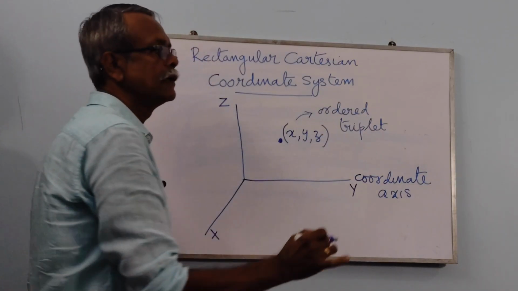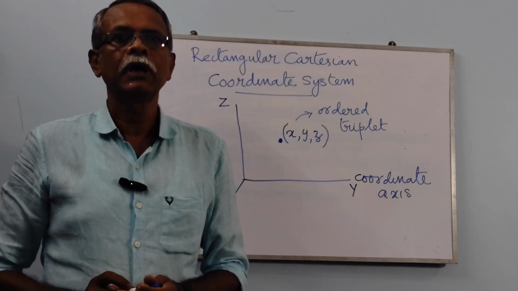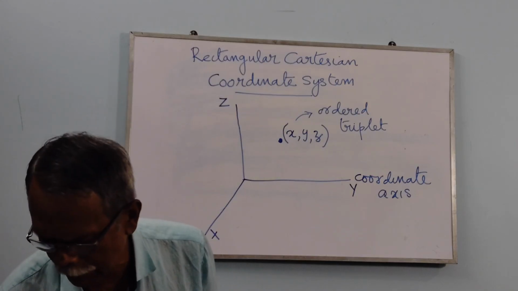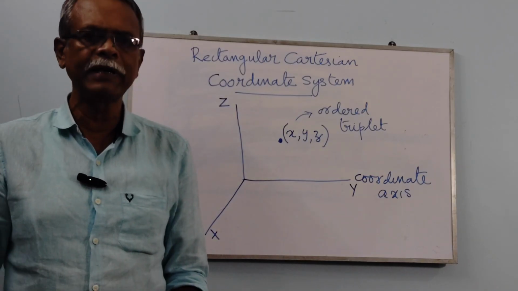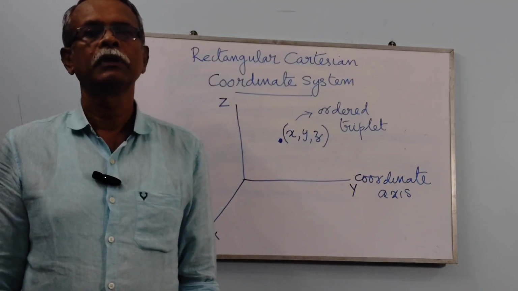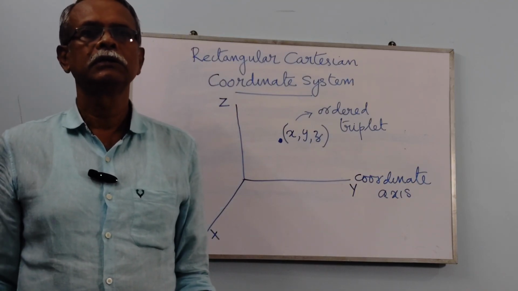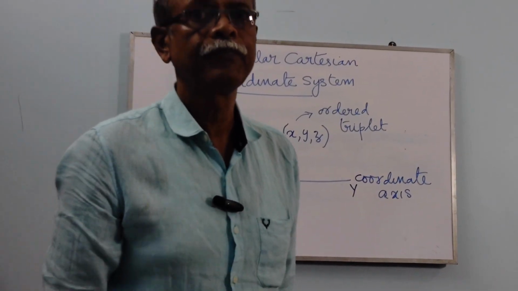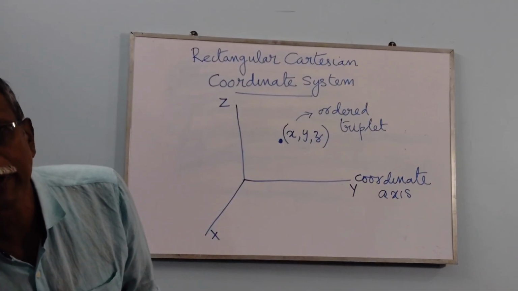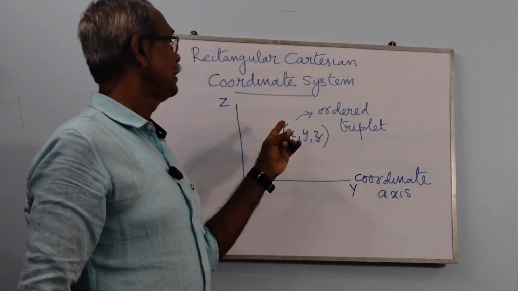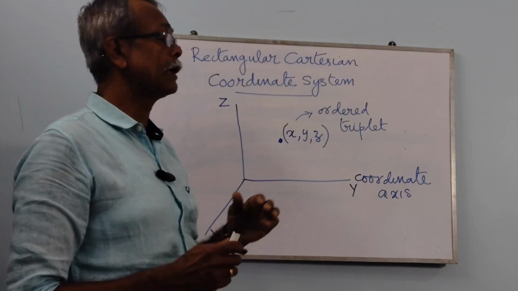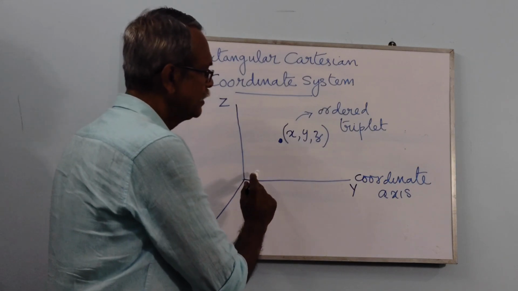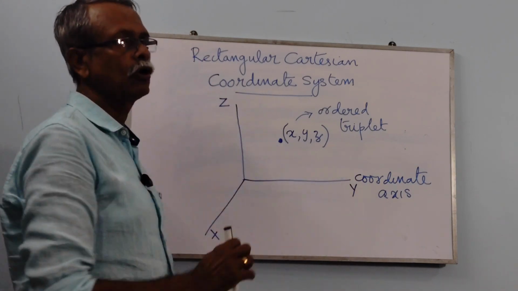Triplet, because we have three numbers: x should be taken as the first number, y as the second number, and z as the third number. We cannot change that order. If the order is changed, we will reach another point. So, in order to fix the point, we have to use three numbers which form an ordered triplet. x represents along the x direction, y along the y direction, and z along the z direction.